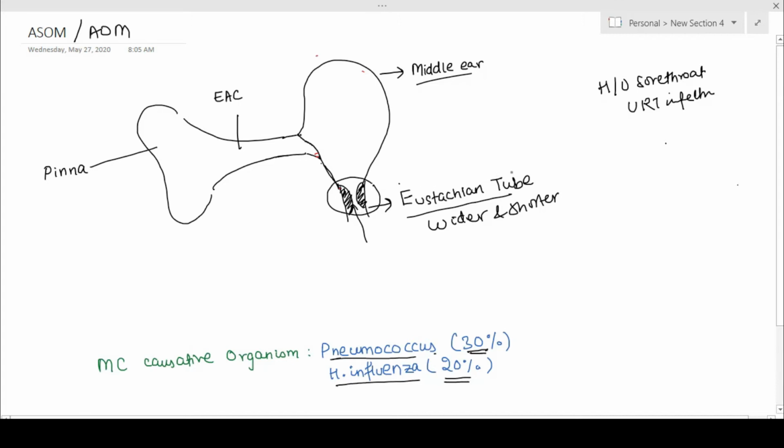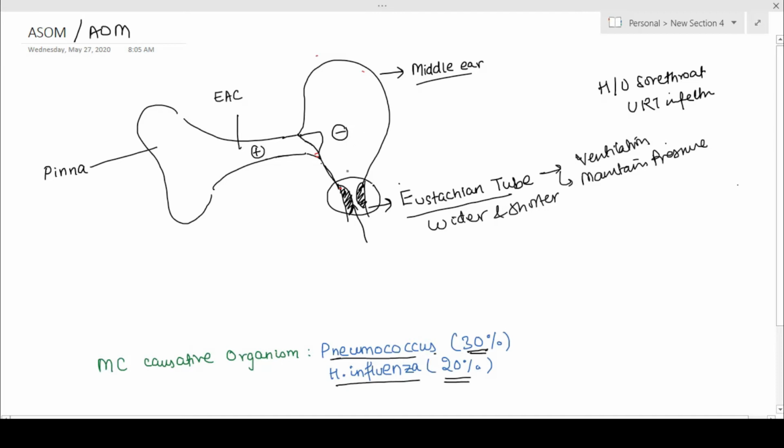Normally the eustachian tube performs two main functions: ventilation and maintenance of pressure. When the eustachian tube is blocked, both these functions suffer, and we see a negative pressure build up in the middle ear cleft in contrast to the external positive pressure. The tympanic membrane gets retracted.